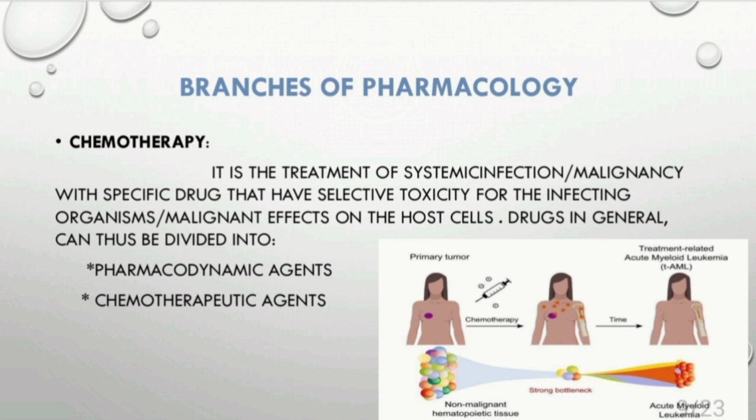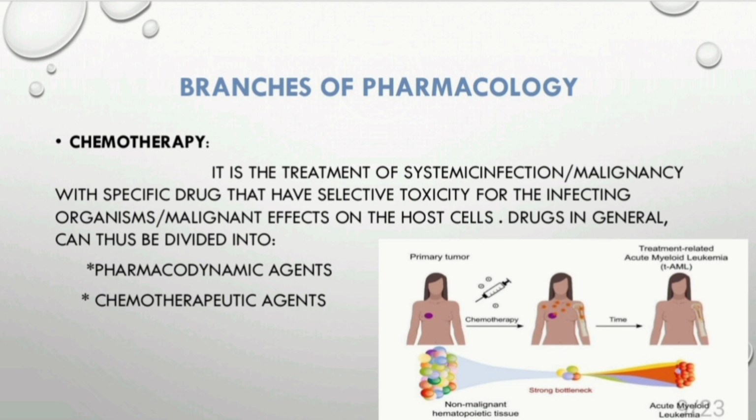Chemotherapy. It is the treatment of systemic infection or malignancy with the specific drug that has selective toxicity for the infecting organisms or malignant effects on the host cells. Drugs in general can thus be divided into pharmacodynamic agents and chemotherapeutic agents. In simple words, chemotherapy is the treatment that uses the drugs to stop the growth of cancer cells, either by killing the cells or by stopping them from dividing. Chemotherapy can be given by mouth, injection, infusion or on the skin, depending on the type and stage of the cancer being treated.